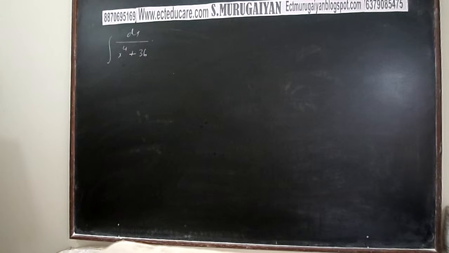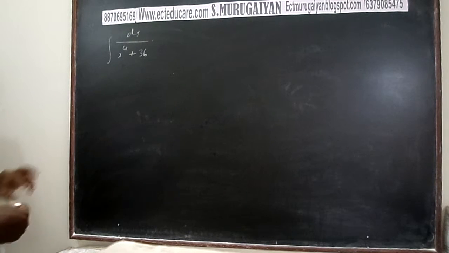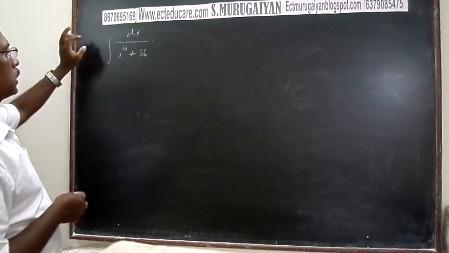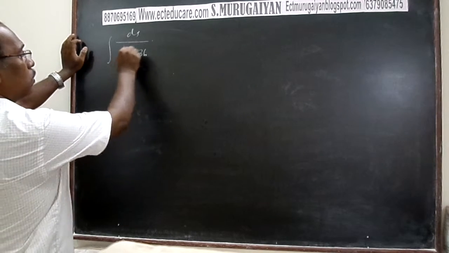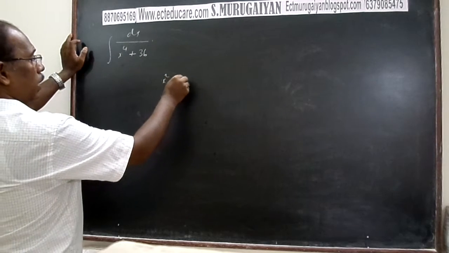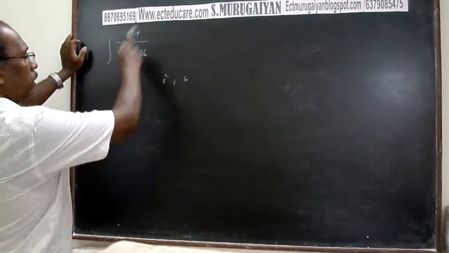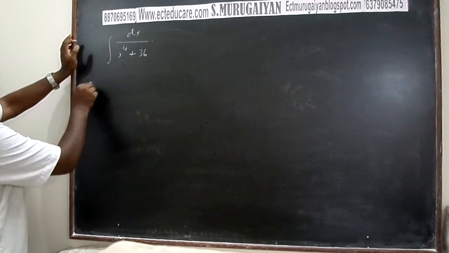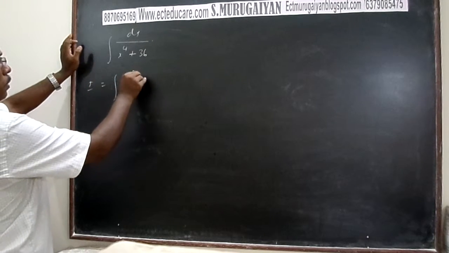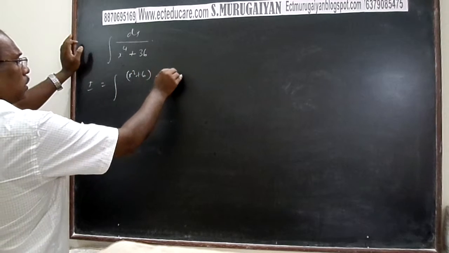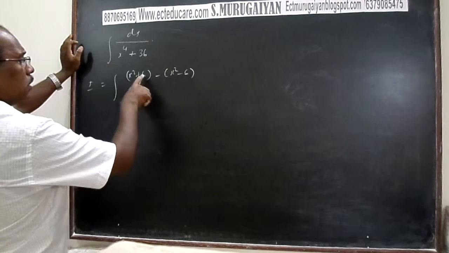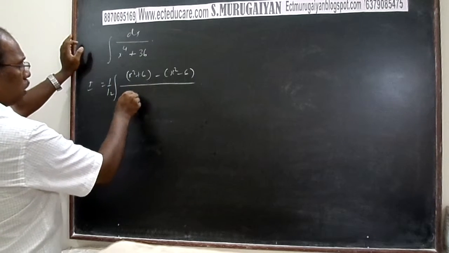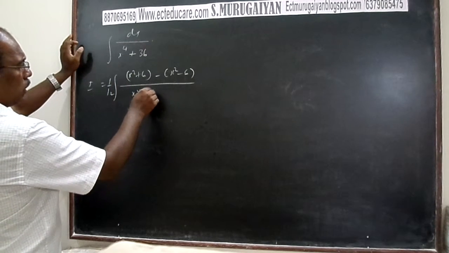In the next question also, the numerator is 1, but the denominator is biquadratic, x power 4 plus 36. What are the two terms required? x square and 6. So we can adjust the numerator in terms of x square and 6. So I equals 1 by 12 outside, then x square plus 6 minus x square minus 6, since 6 plus 6 is 12, upon x power 4 plus 36.